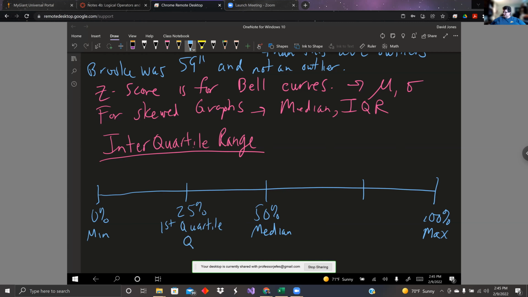And I usually say Q1, because let's face it, that's a lot easier to remember. Halfway between 50 and 100 is 75%. That's the third quartile. And that's Q3.